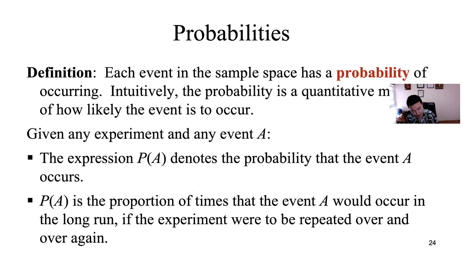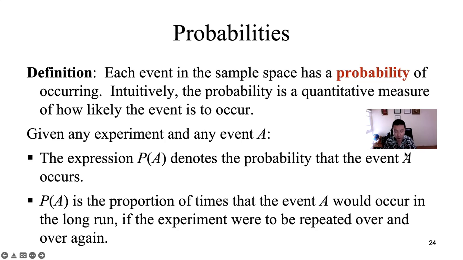Okay, let's continue. Then we talk about probabilities. So this chapter 2 is about probability. Probability is defined as each event in a sample space, they have a probability of occurring. And it is a quantitative measurement of how likely the event is to occur. For example, if we toss a coin, then the chance we get head is 50%. Everybody knows that, but why is it 50%?